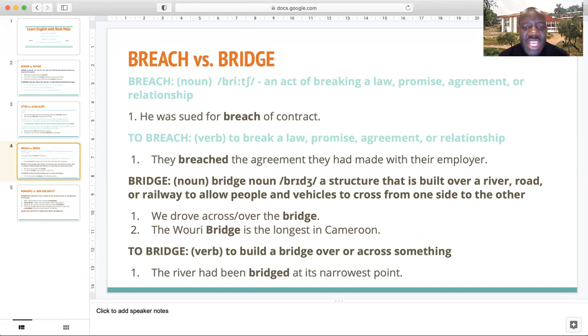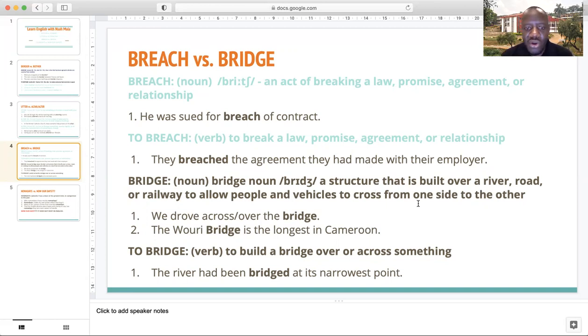But now we have bridge. Bridge is not breach. A bridge has nothing to do with a breach of contract. So what is a bridge? A bridge is a structure that is built over a river, over a road, over a railway to allow people and vehicles to cross from one side to the other.